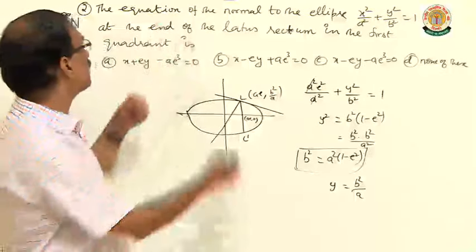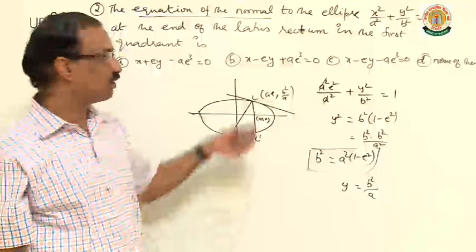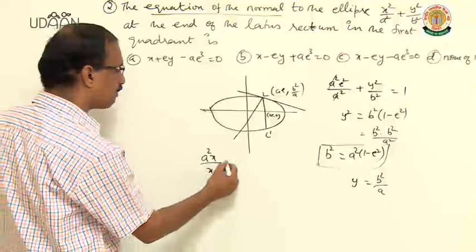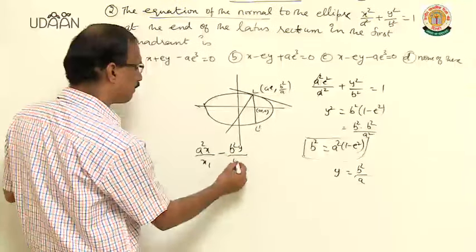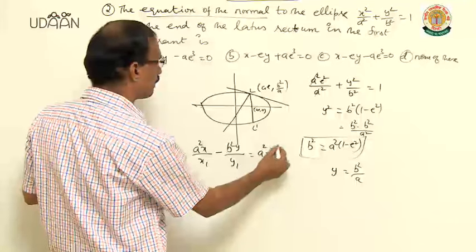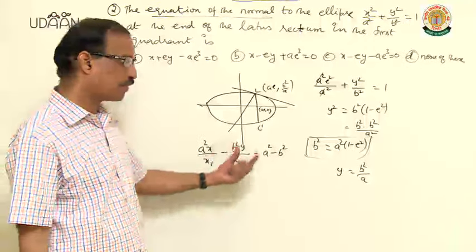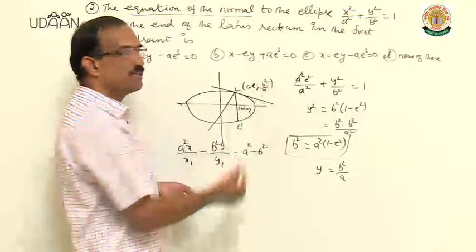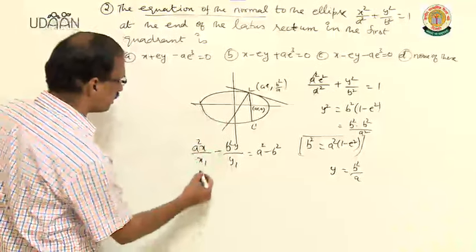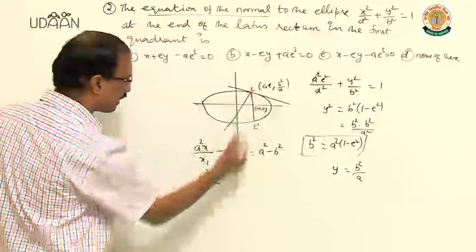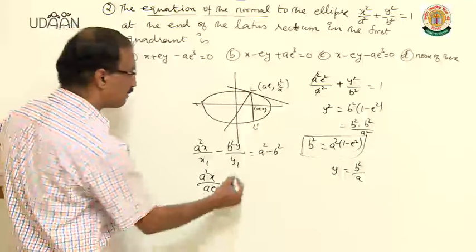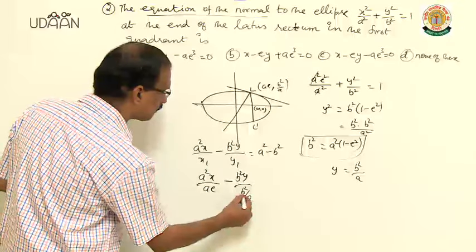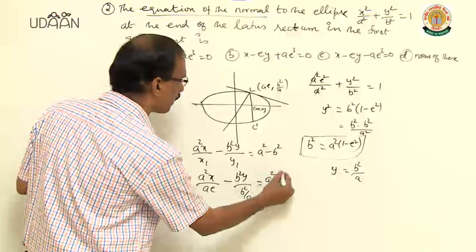Now what we have to find out is the equation of the normal. So the equation of a normal is what? Normally we have a square x upon x1 minus b square y upon y1 equals a square minus b square. This is the equation of a normal. Now x1 is ae and y1 is b squared by a. Now if you replace here, a square x upon x1 which is ae, minus b square y upon y1 which is b squared by a, equals a square minus b square.